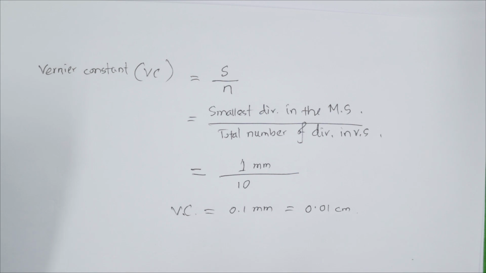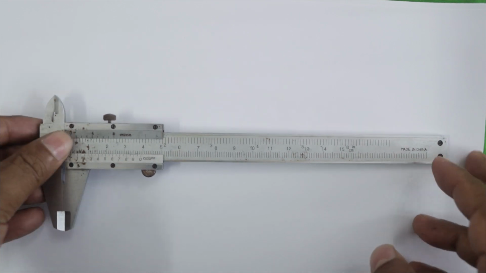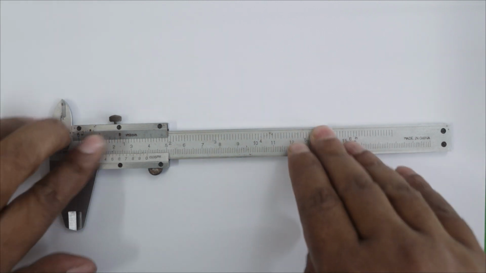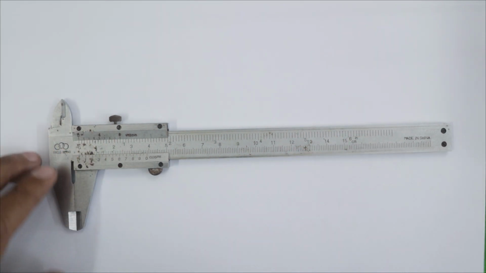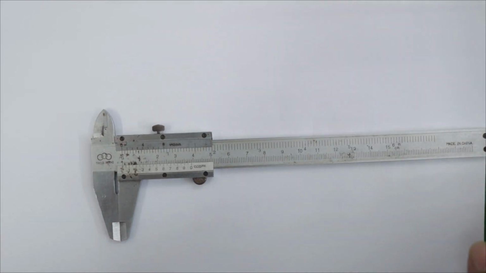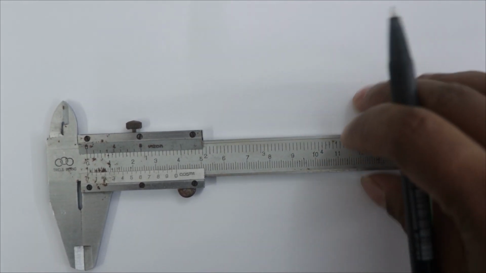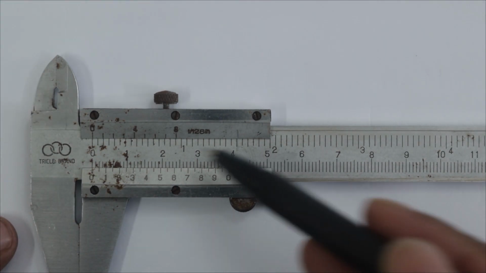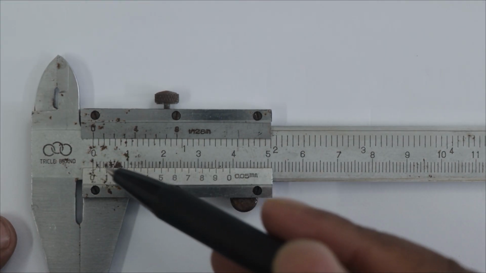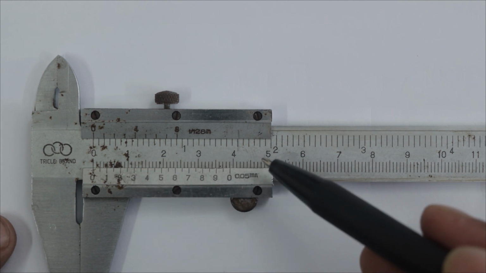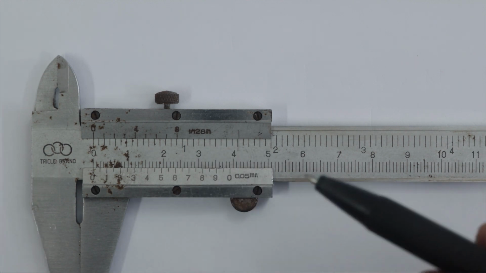So this one is a Vernier calipers or slide calipers. Look closer to the slide calipers or Vernier scale. Look, this one is the main scale. Main scale 0, 1 centimeter, 2 centimeter, 3 centimeter, 4 centimeter, 5 centimeter, like this. This one is the main scale.